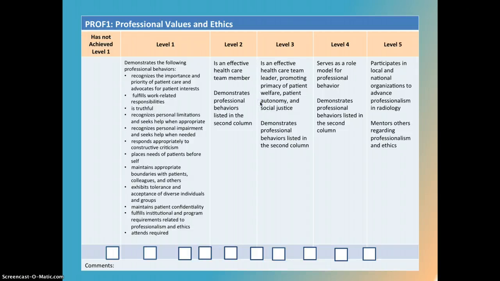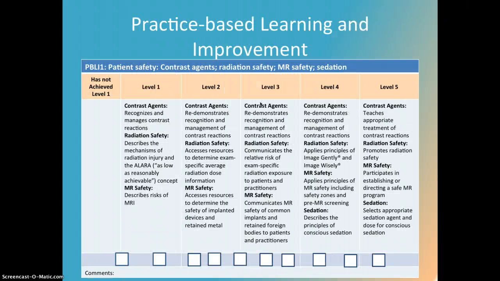For professionalism, all of the attributes in level 1 need to be adhered to in all the levels, and the thing that changes between the levels is that they become an effective healthcare team member in level 2, a team leader in level 3, and a role model in level 4. For practice-based learning and improvement, there is one level on contrast agents, radiation safety, and MR safety, which is outlined here.